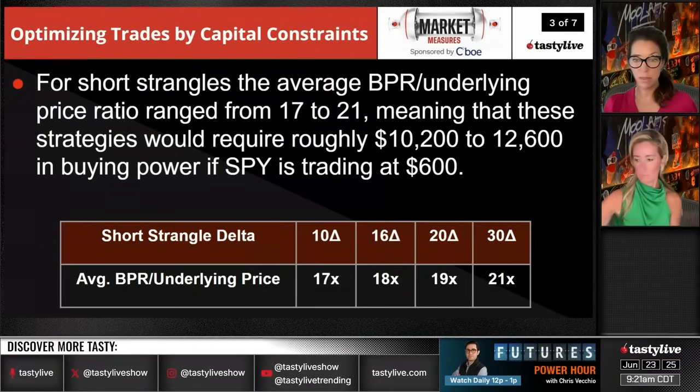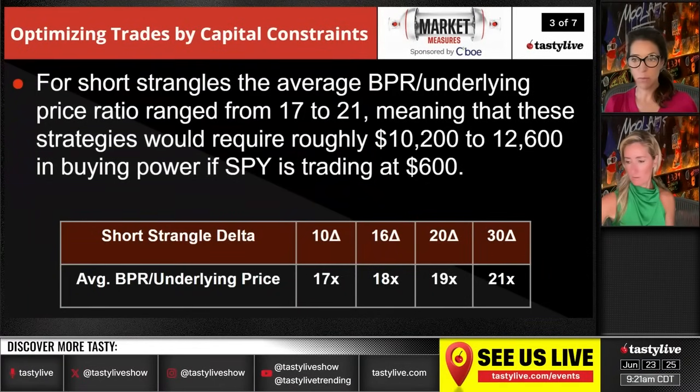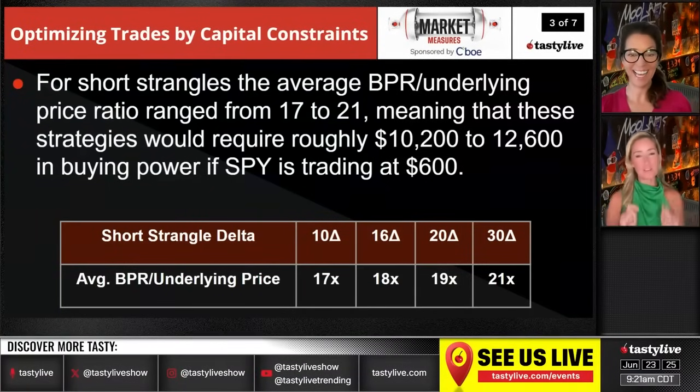When you look at the average buying power to underlying price, it's either 17x, 18x, 19x, or 21x, depending on the delta. With the higher delta, you're taking in more of a credit, but you're also at the higher end of the buying power. In the words of Dr. Jim, for every gimme, there's a gotcha.